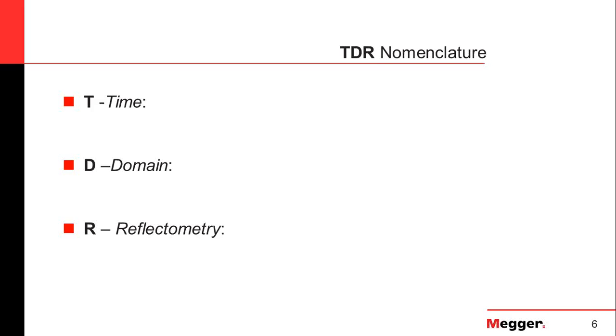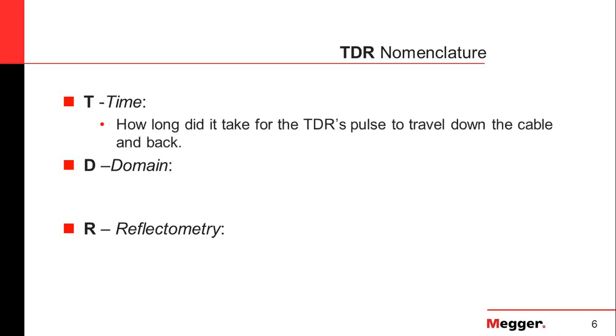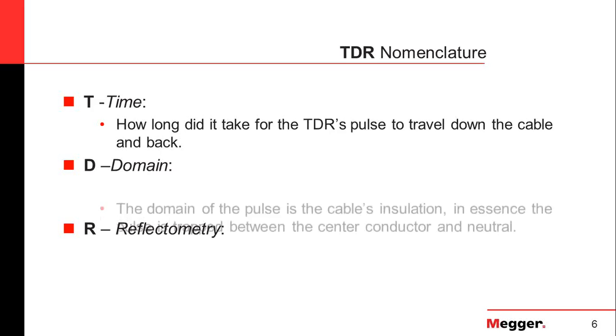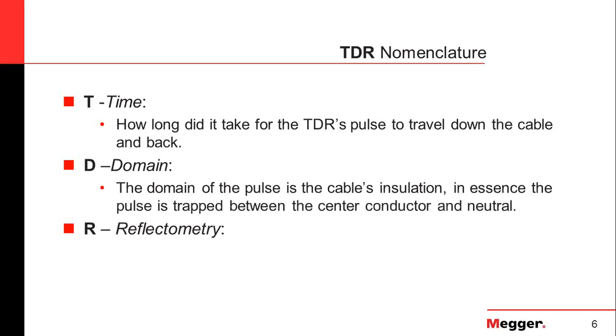If we look at the nomenclature for TDR, starting with T for time, the time is just how long it took for the TDR's pulse to travel down the cable and back. Domain: unlike a radar or TDR out at an airport, whose domain is air, the domain of these particular TDRs is the pulses traveling down the cable's insulation.